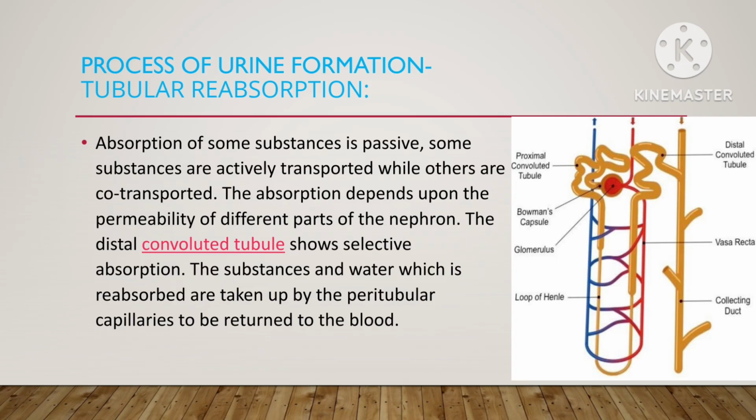Absorption of some substances is passive. Some substances are actively transported while others are co-transported. The absorption depends upon the permeability of different parts of the nephron. The DCT shows selective absorption. The substances and water which are reabsorbed are taken up by the peritubular capillaries to be returned to the blood.